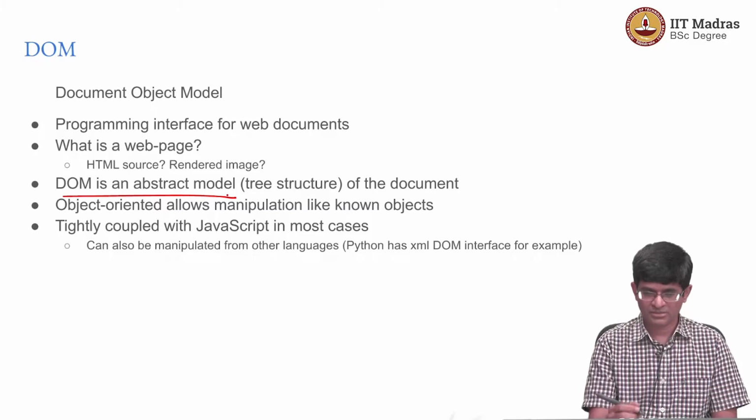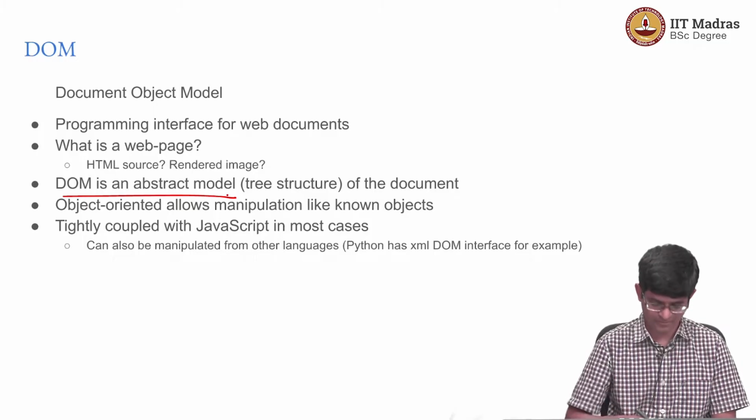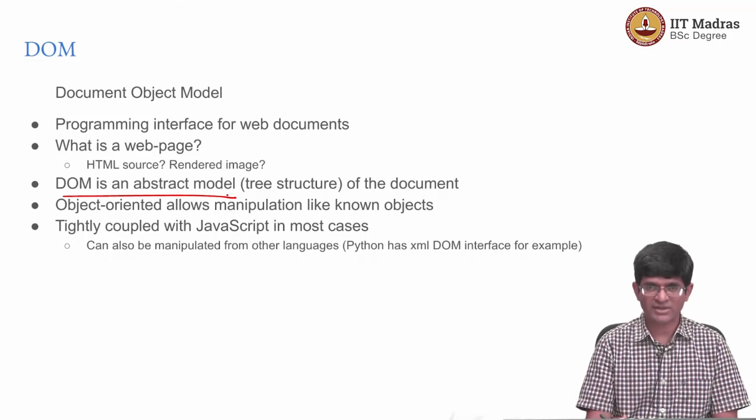Okay. And they were able to bring in an object-oriented approach to this, which allows manipulating the DOM just like we are familiar with known object-oriented techniques. Okay. For the most part, this is tightly coupled with JavaScript. Okay. And that doesn't mean that the DOM by itself is fundamentally limited to JavaScript. It's just that most browsers support JavaScript for manipulating the DOM. They don't support other languages directly. But there is, for example, a Python class within the XML module, which allows you to at least get the DOM information and then decide what kind of manipulation of the DOM is possible.